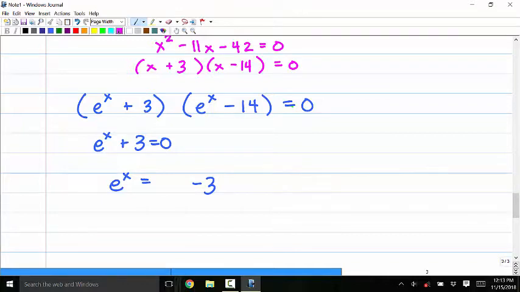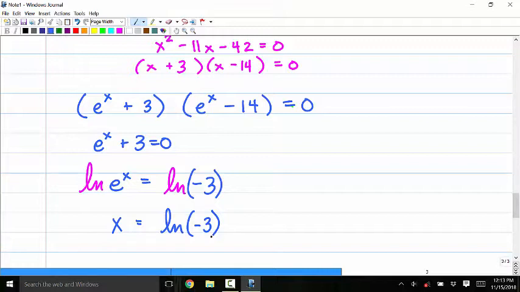I need to take the log of both sides. What base? How about base e? Because what is ln of e to the x? Just x. So x equals natural log of negative 3.